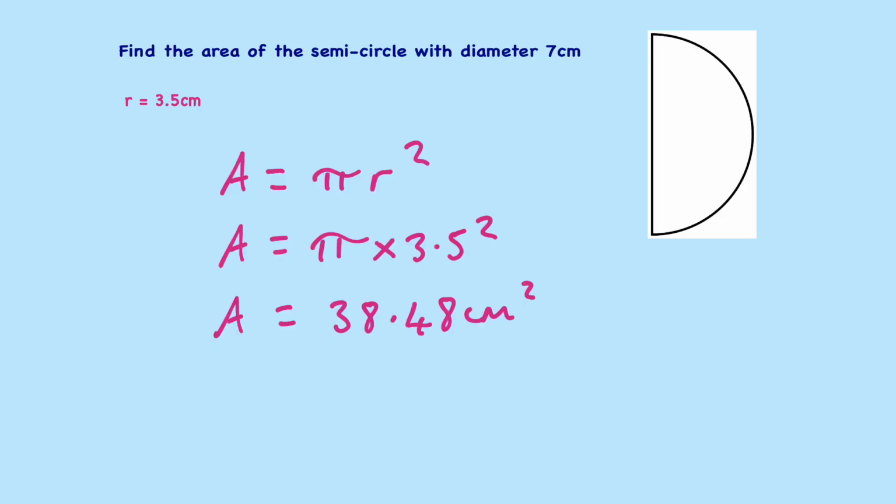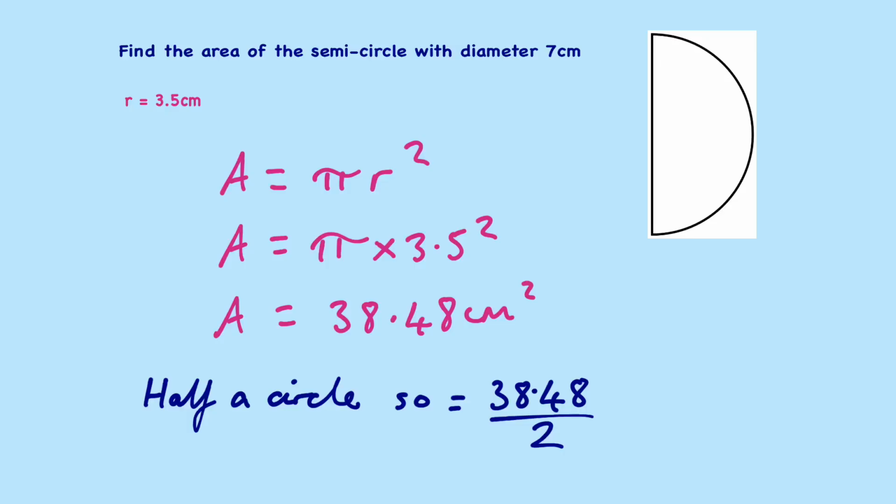Now, we don't want the whole circle, we only want half of it. So don't forget to read the questions carefully and finish off the question. So we now have to half this area. So half the circle is 38.48 divided by 2, which gives us the answer of 19.2 centimetres squared.